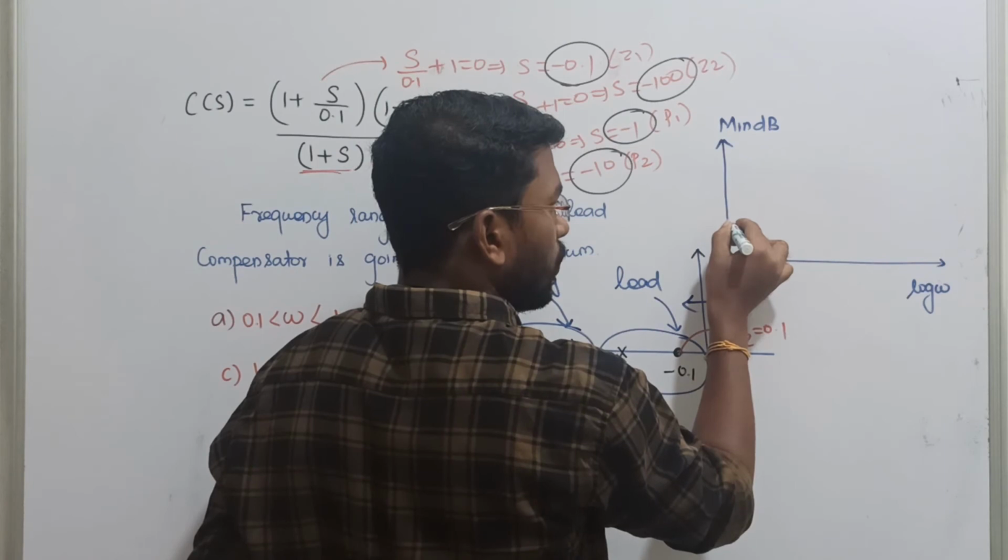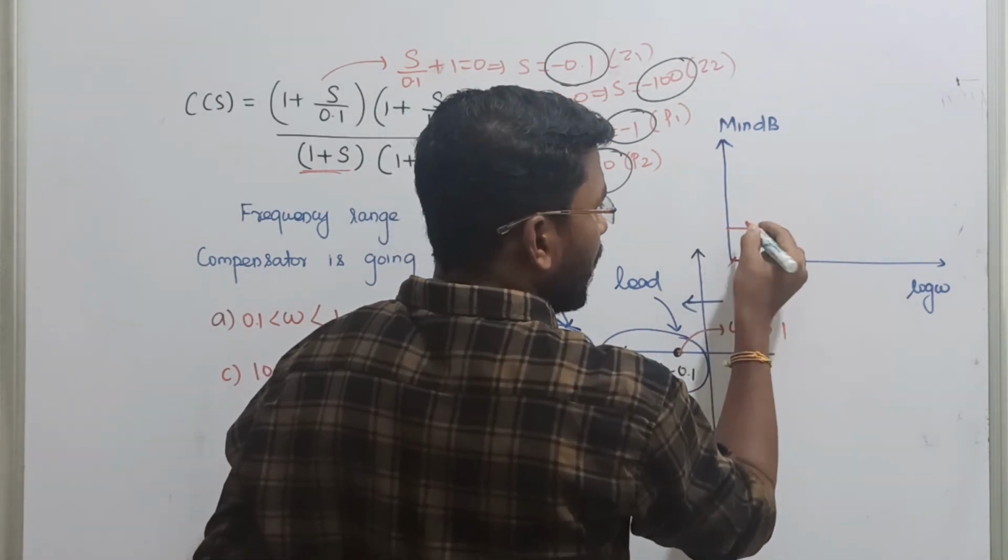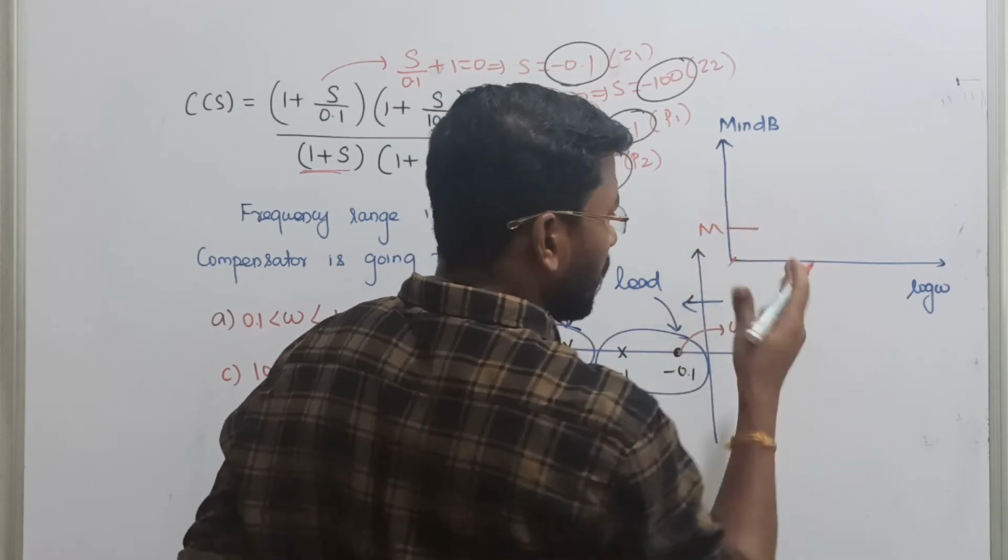So let us see from the origin. Suppose initially your slope will have some value, right? Slope will have some value. The initial value is not known. Just draw the plot, that is sufficient.